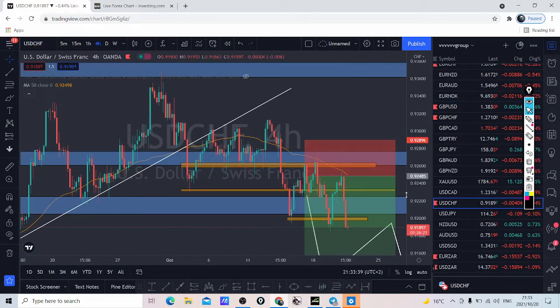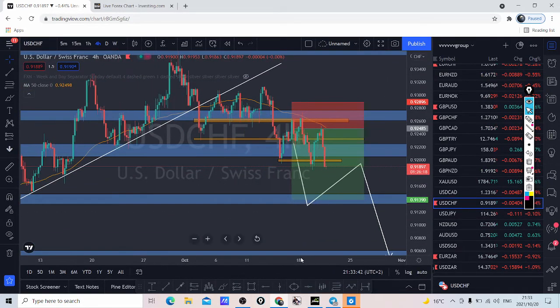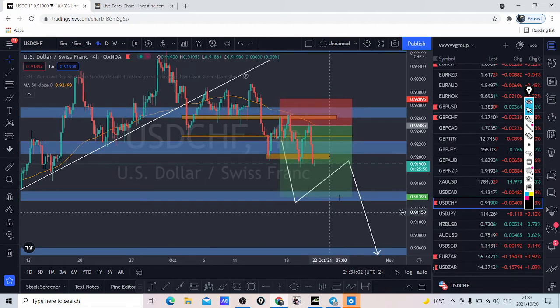USD Swiss. This one is old, guys. We've been in this consolidation box from Friday, Monday, Tuesday, Wednesday. So today is Wednesday. We've been in this consolidation box for 3.5 days. But now I'm expecting a clear break, because remember the Swiss franc is sitting at -3, while the US dollar is sitting at -5.